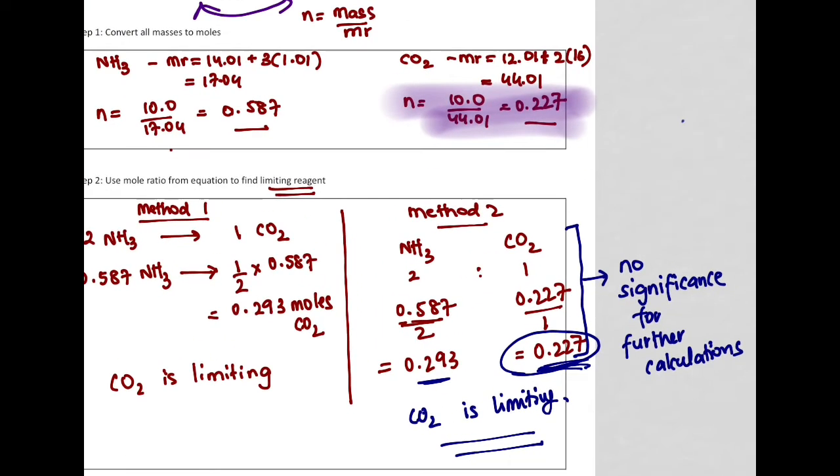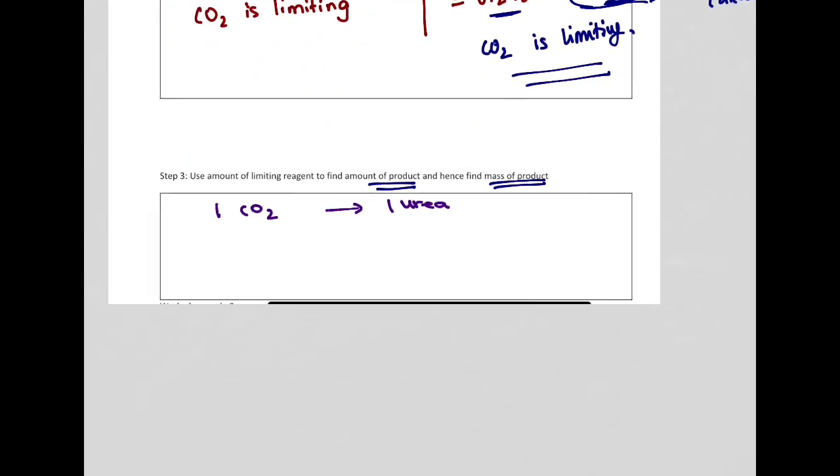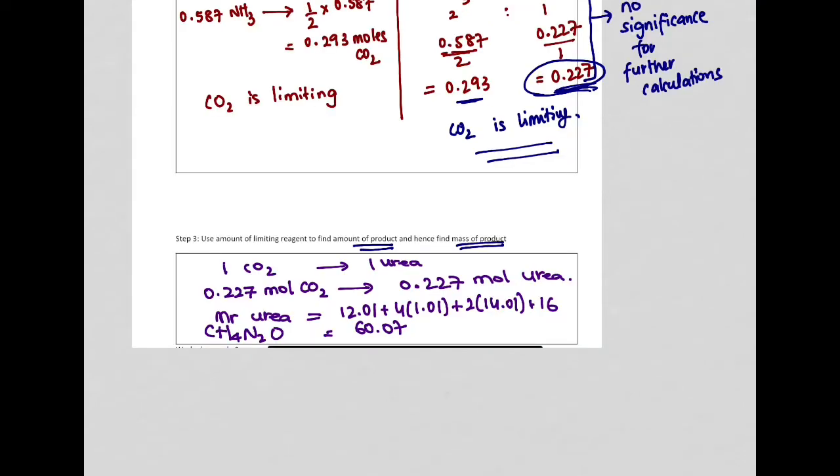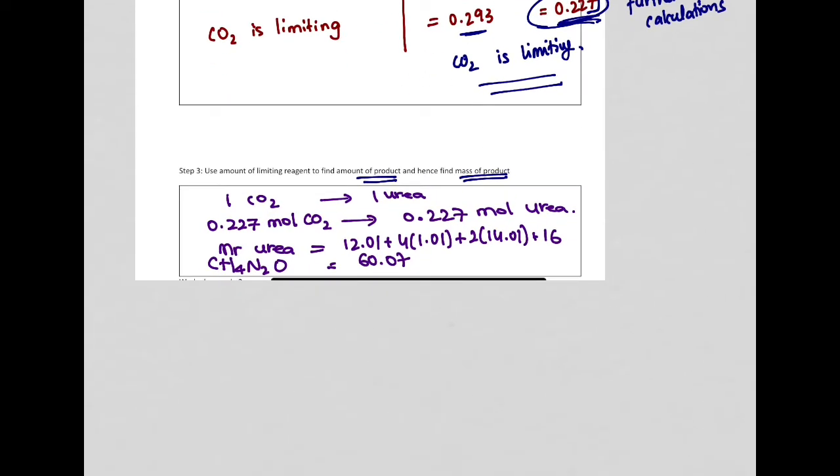So number of mole of carbon dioxide is given here. So 0.227 mole of carbon dioxide, it's going to give you the same number of mole of urea. So using the formula of urea, we find the MR of urea. And then from this, we can get the mass of urea, which is going to be MR times number of moles. So it's just going to be the MR times the number of moles of urea that we're going to get.